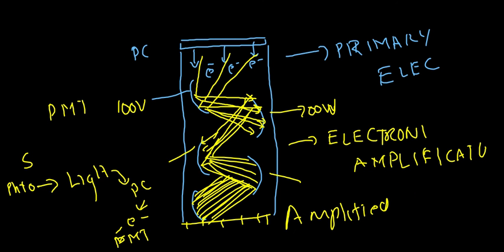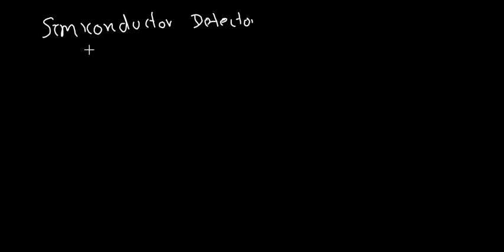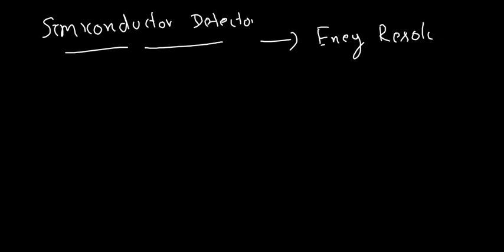Fine. So this is the first kind of detector we have seen under solid state. We'll move on to the second kind of detector, which is the semiconductor detector. The semiconductor detector is used nowadays also. These types of detectors have better output, by which I mean they have a very high energy resolution.